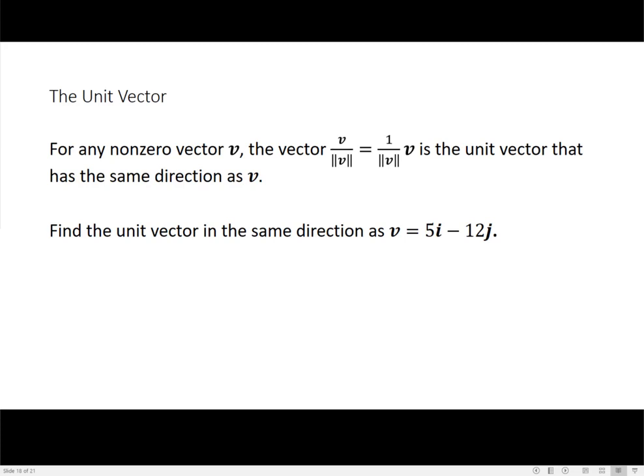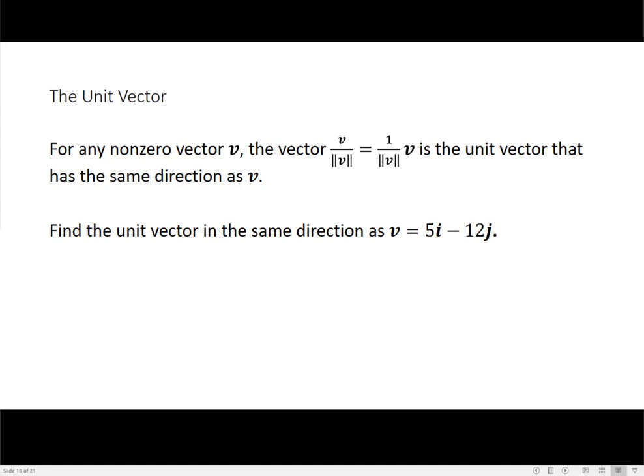Hi class, in this video we will be talking about the unit vector. So the unit vector is defined as any non-zero vector v. Its unit vector is going to be the vector divided by the magnitude. So this is a unit vector that has the same direction as v, and essentially what we have taken out of that vector is the magnitude. So we find the unit vector by finding first the magnitude and then dividing.